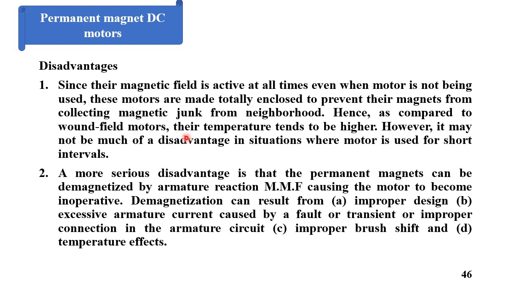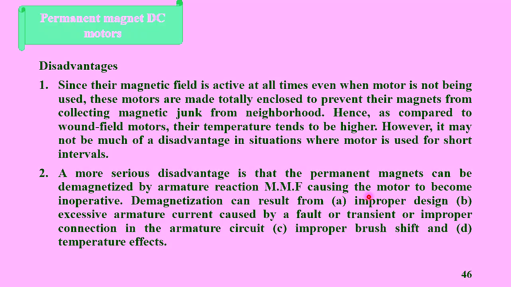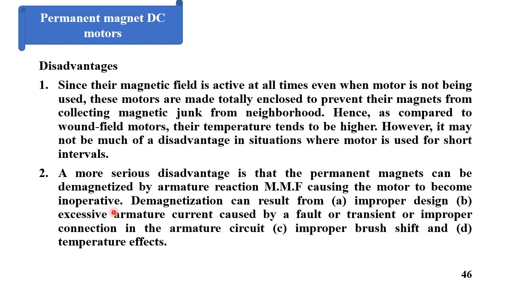As compared to wound field motors, their temperature tends to be higher as the flux is always present. However, it may not be much of a disadvantage in situations where the motor is used for short intervals. A more serious disadvantage is that the permanent magnets can be demagnetized by armature reaction. The armature reaction can demagnetize the field, then the magnetomotive force is lost, causing the motor to become inoperative.